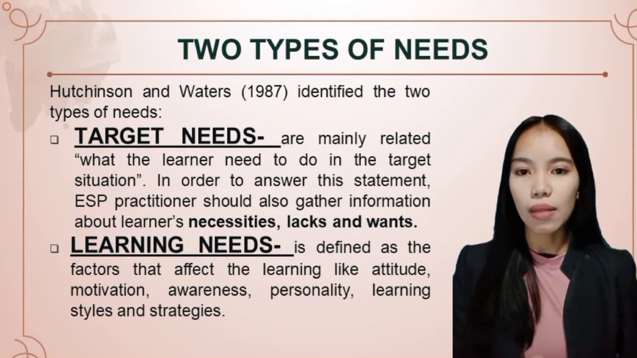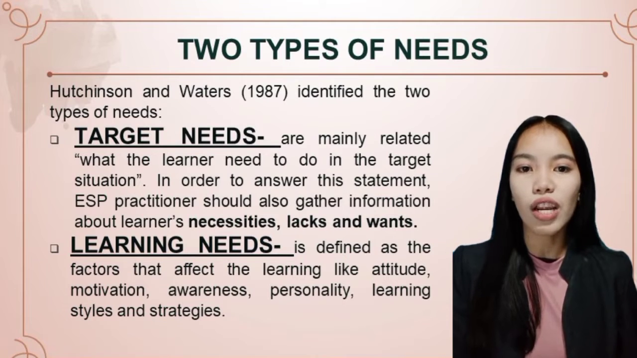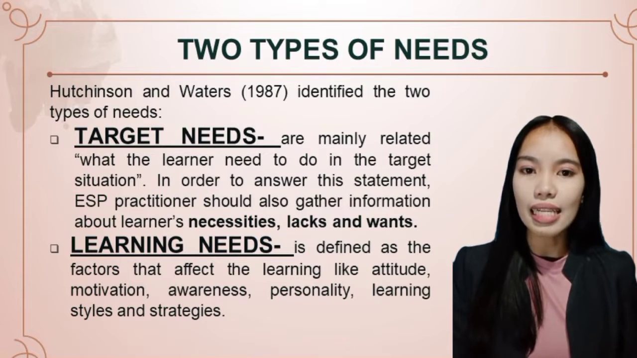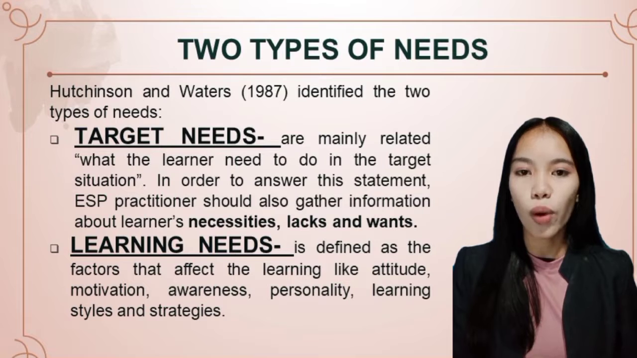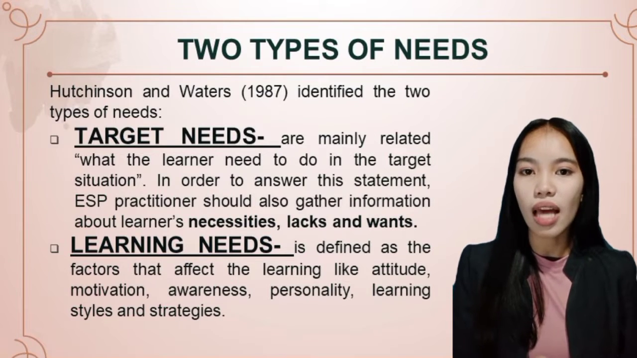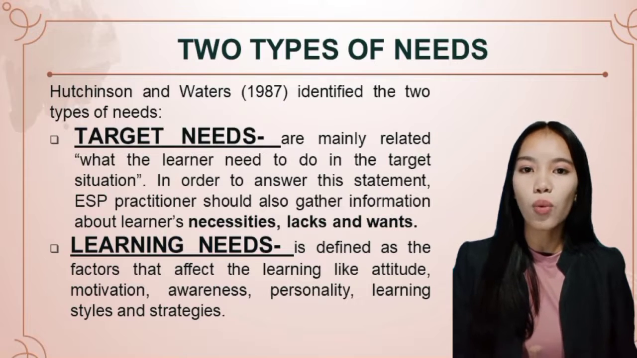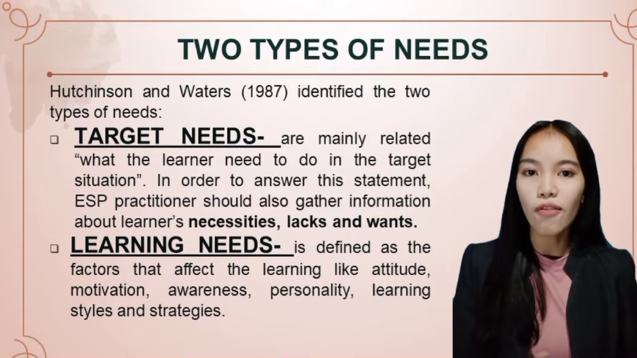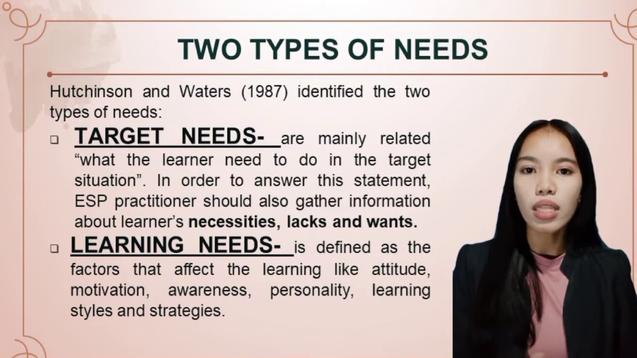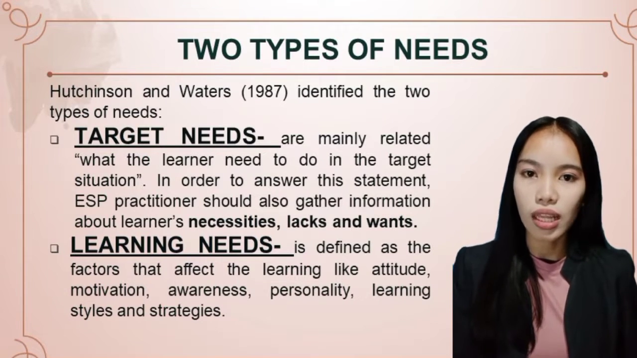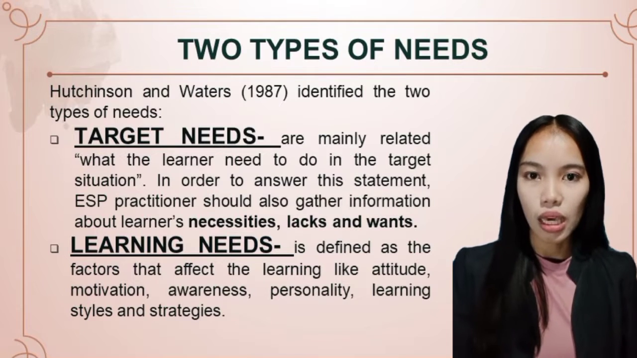In order to answer this statement, the ESP practitioner should also gather information about learners' necessities, lacks, and wants. So, necessities is determined by the demands of the target situation. That is what the learner has to know in order to function effectively in the target situation. The second component is to identify the lacks of the learners, and this could be done when evaluating the level of language proficiency they already have. Common mistakes manifested are considered as lacks, while for wants, the learners will have their own views, and this may conflict with the perception of other interested parties like the ESP practitioners.